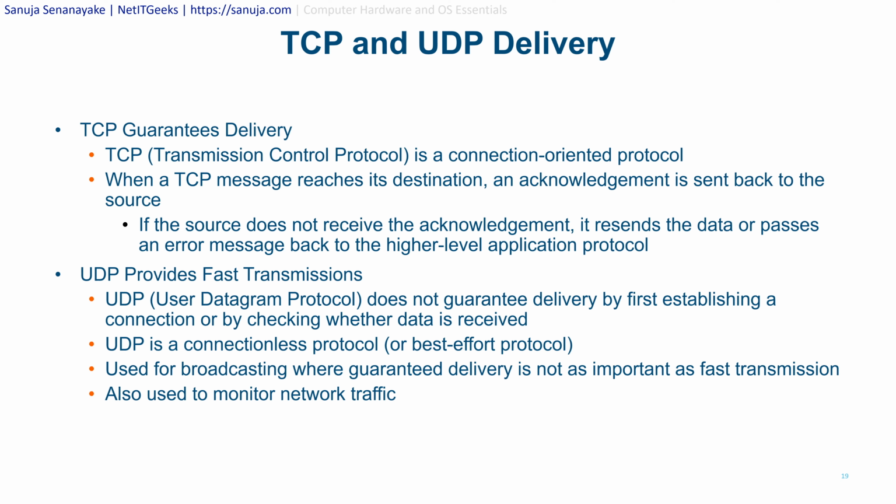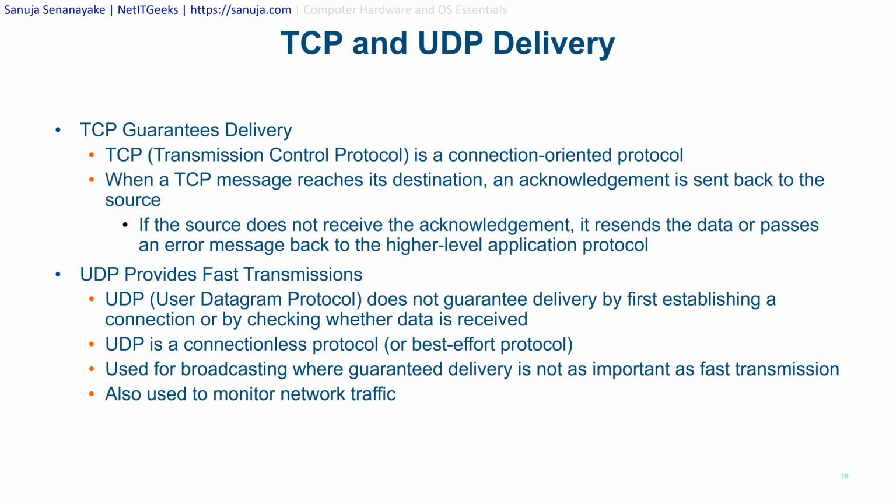TCP guarantees delivery. TCP stands for Transmission Control Protocol, and it is a connection-oriented protocol. When a TCP message reaches its destination, an acknowledgement is sent back to the source. If the source does not receive the acknowledgement, it resends the data or passes an error message block to the higher level application protocol. So in other words, TCP guarantees delivery.